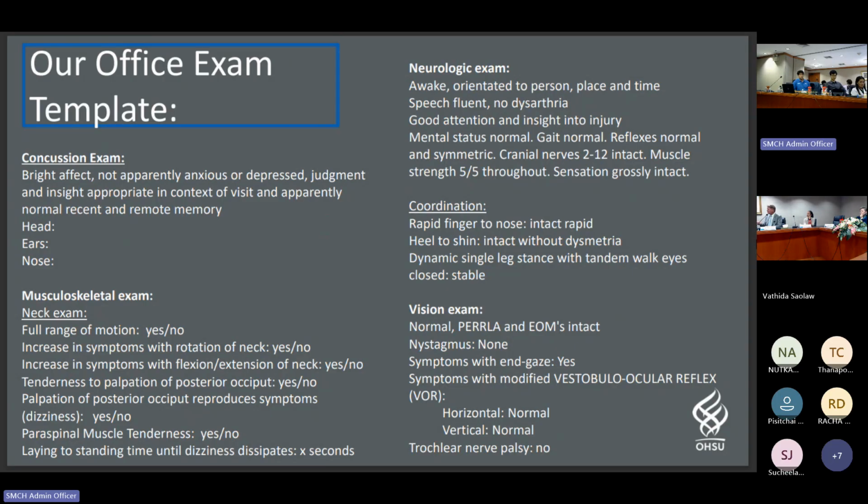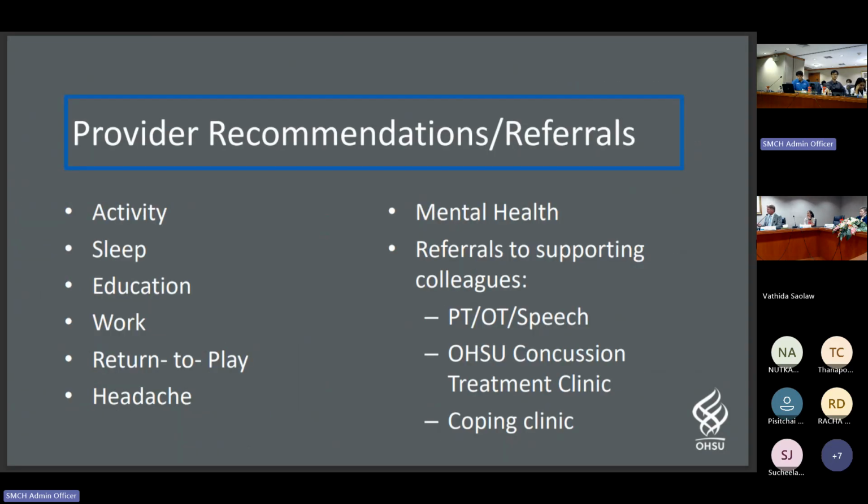We do some coordination tests and movement tests, but then we also do the BESS test to look for imbalance. And then we do vision testing and also include the tests that we do in the VOMS test. So essentially, it's not a whole lot different than what you do for any other neurologic exam. If we identify problems there, we sometimes do scanning, but mostly record that and monitor improvement.